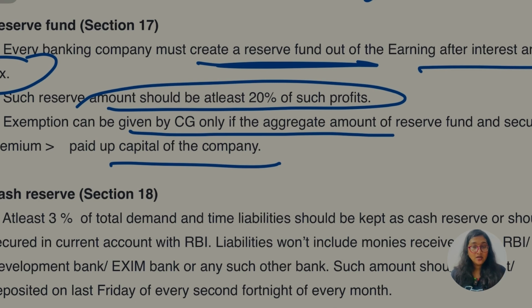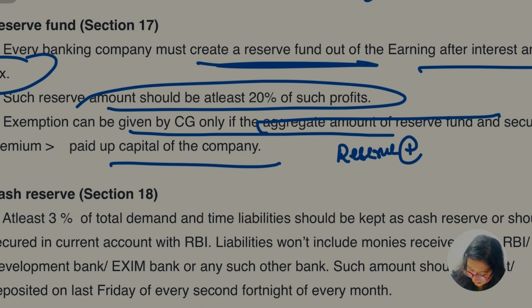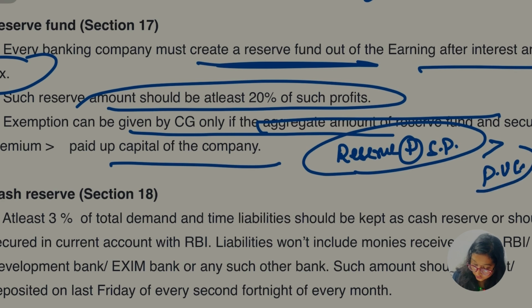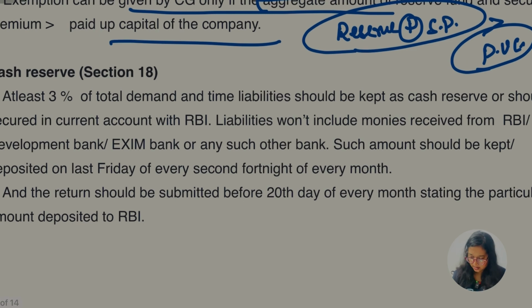So there was a question in the scanner, whether the company can go for the minimum or maximum prescribed reserve fund, and what are the exemptions. Yes, there is an exception: it can be given by CG only if the aggregate amount of reserve plus security premium is greater than the paid up capital of the banking company. In that case this can be allowed. ठीक है, exception है.